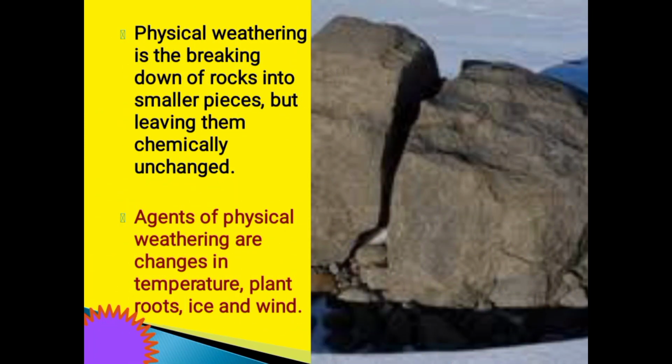Now let's go to the second one. The second one is physical weathering. Now look at the rock. This rock is smooth but broken into two. If you can see the piece on the ground in the picture. So physical weathering is the breaking down of rocks into smaller pieces but leaving them chemically unchanged.